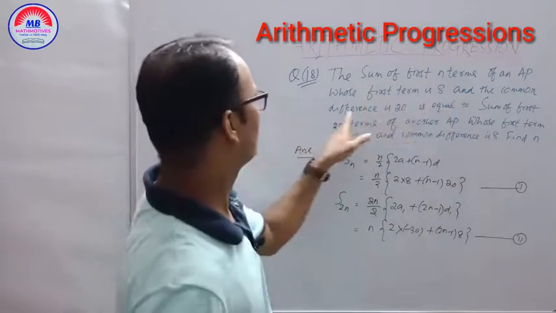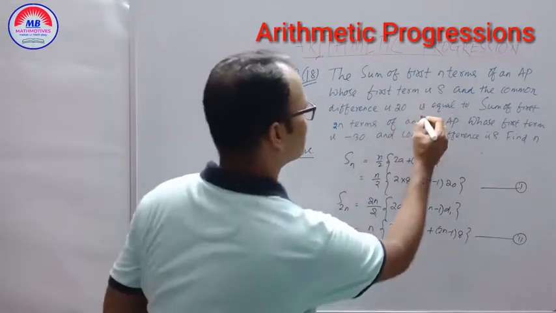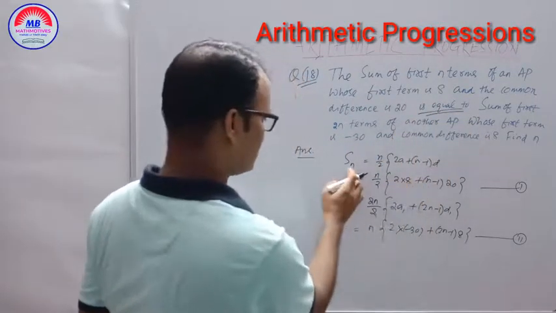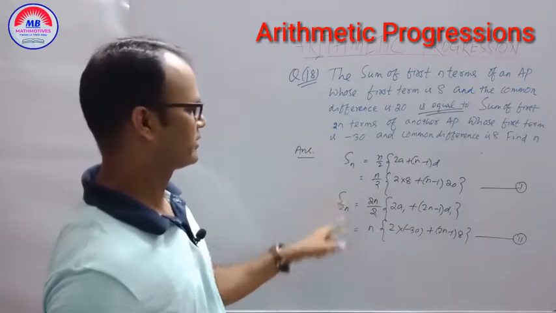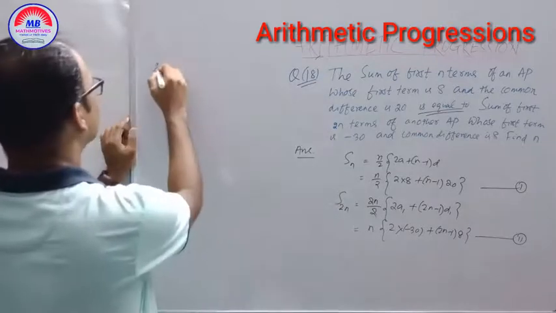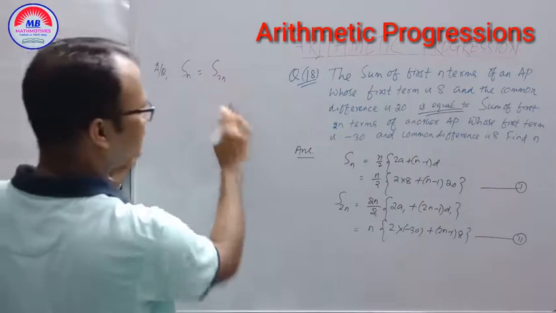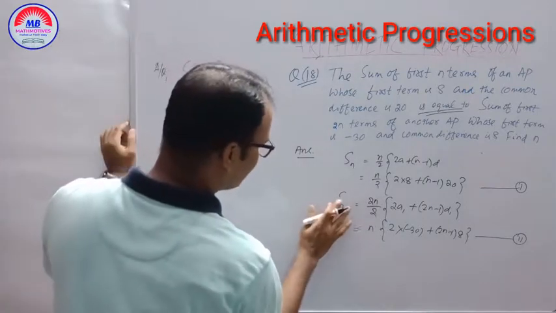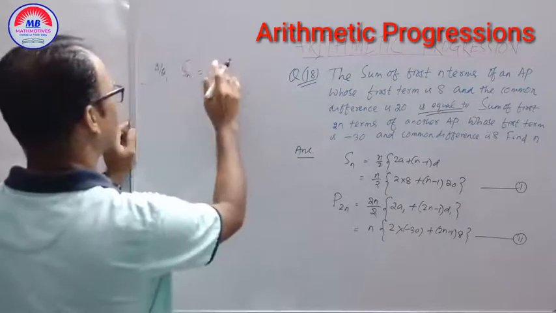The sums of the first n terms of the two APs are equal, that means this one and this one are equal. Sn and S2n of the two APs are equal. So according to the question, you can write Sn equal to S2n of the other AP.